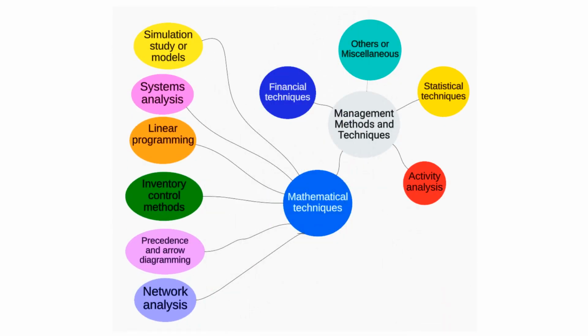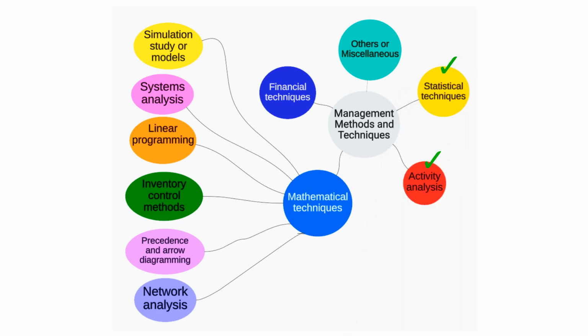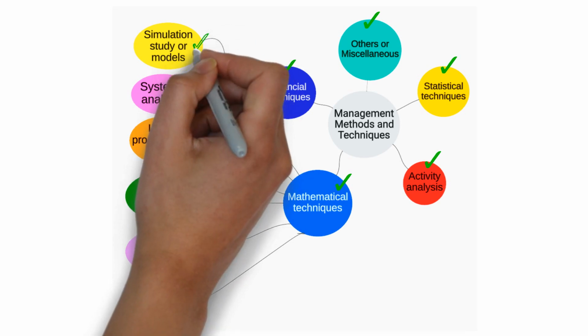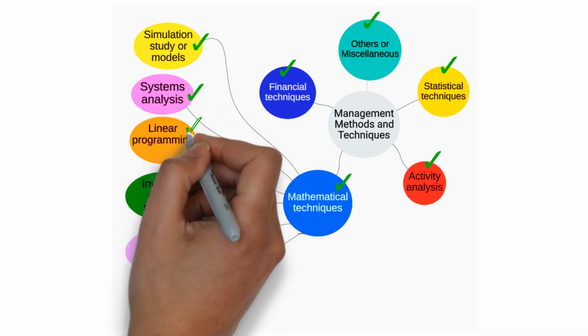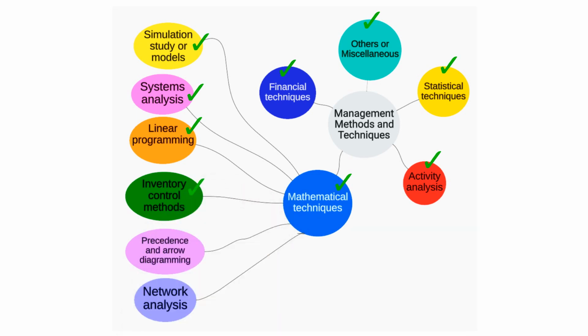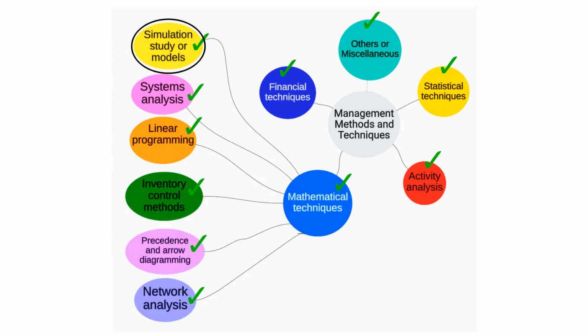We discussed that management methods and techniques are broadly classified into 5 categories: statistical techniques, activity analysis, mathematical techniques, financial techniques, and others or miscellaneous techniques. Mathematical techniques include techniques like simulation study or models, systems analysis, linear programming, inventory control methods, precedence and arrow diagramming, and network analysis. In this session, we will discuss the simulation study or simulation models.